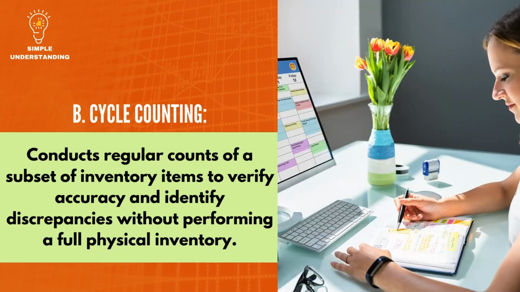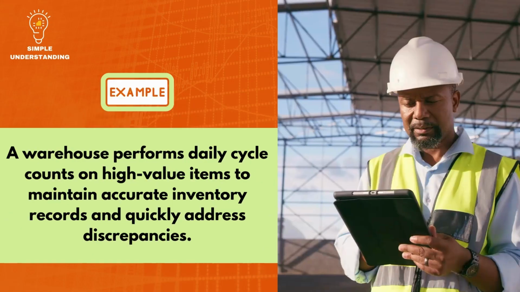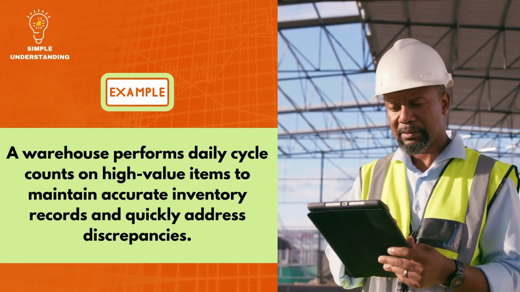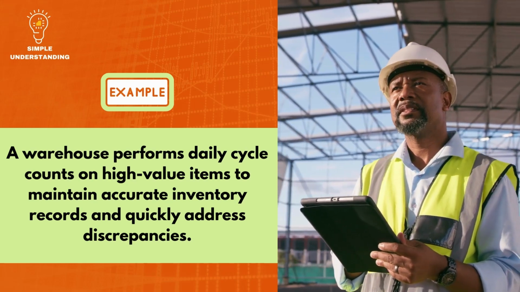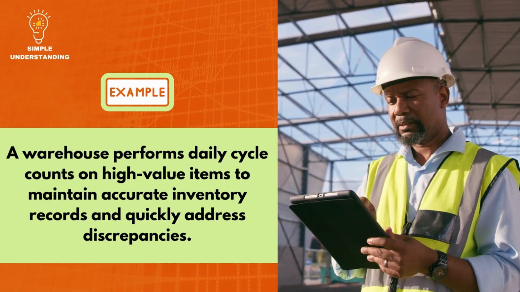B. Cycle counting conducts regular counts of a subset of inventory items to verify accuracy and identify discrepancies without performing a full physical inventory. Example: a warehouse performs daily cycle counts on high-value items to maintain accurate inventory records and quickly address discrepancies.